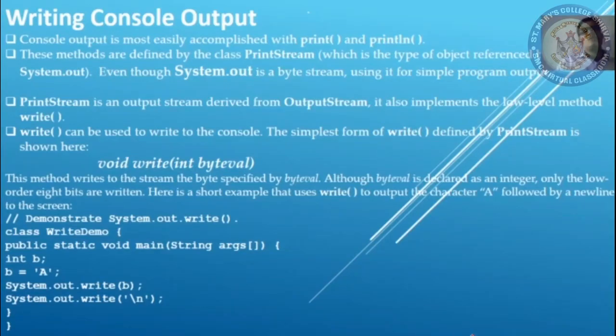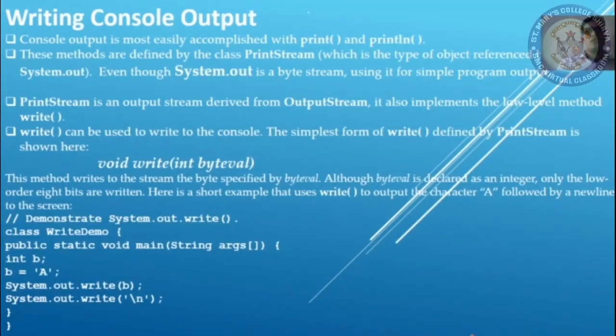So even though System.out is a byte stream, we use it for simple program output. We are going to be using these classes and methods, the print methods. PrintStream is an output stream derived from the OutputStream class. It also implements the low level method write. So by using this we can also use the write method.